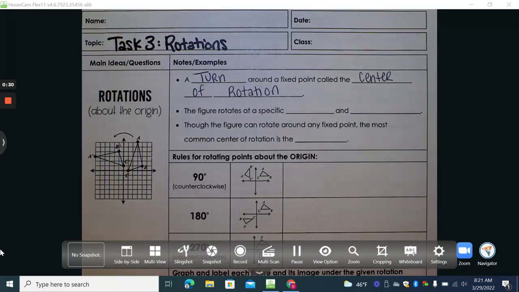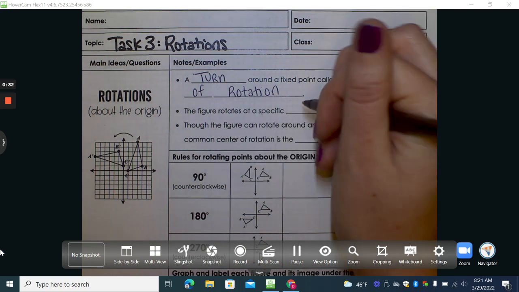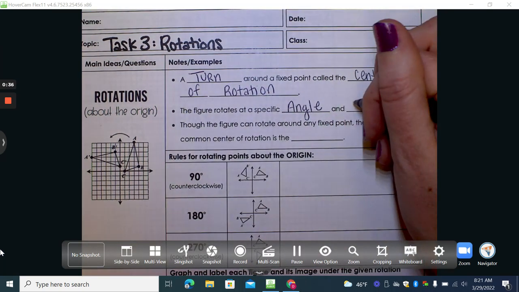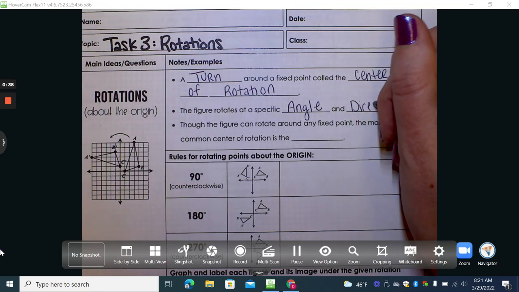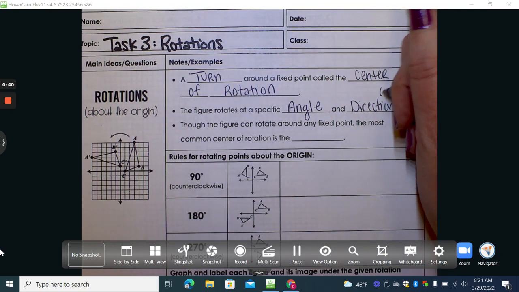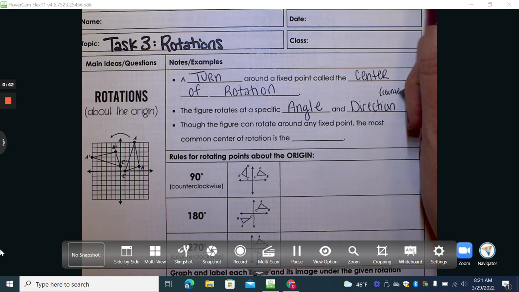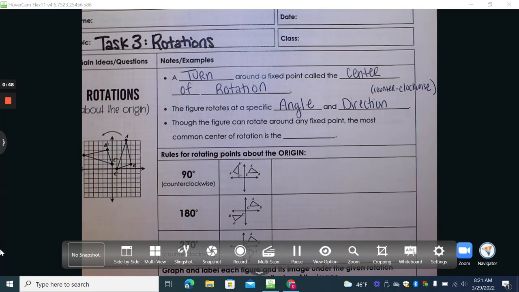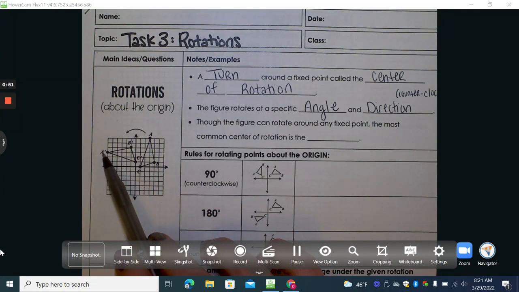And so the figure just rotates around a specific angle and a direction. And that direction is usually counterclockwise. So we're going to the left around the origin, to the left.